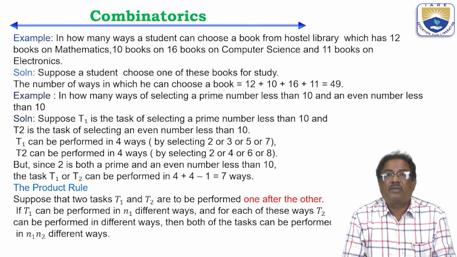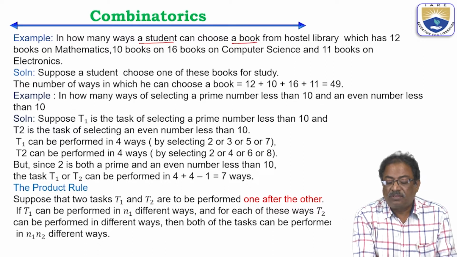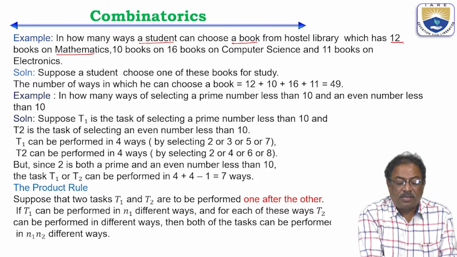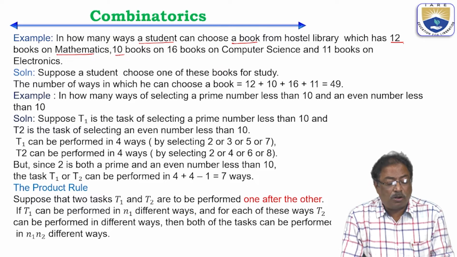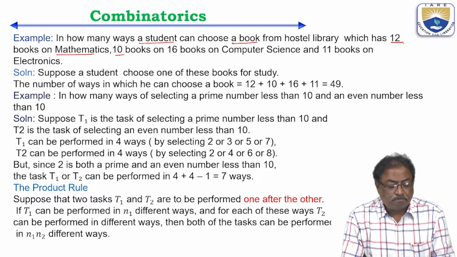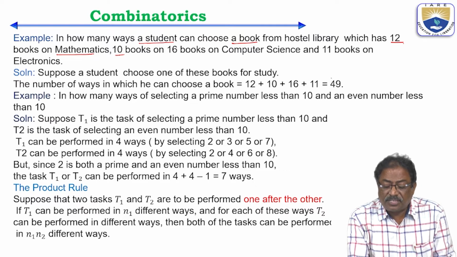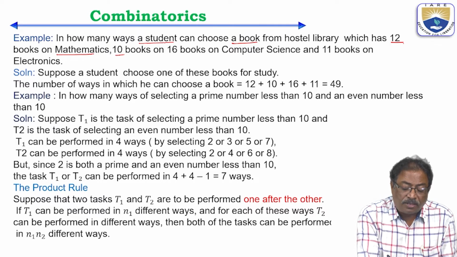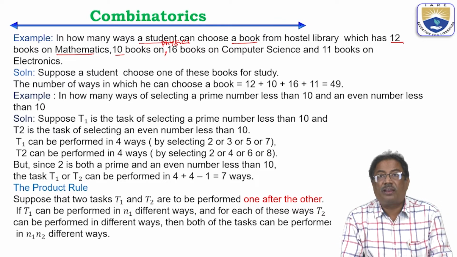Now, in the same way, another problem: in how many ways can a student choose a book from a library which has 12 mathematics books, 10 physics books, 16 computer science books and 11 electronics books?